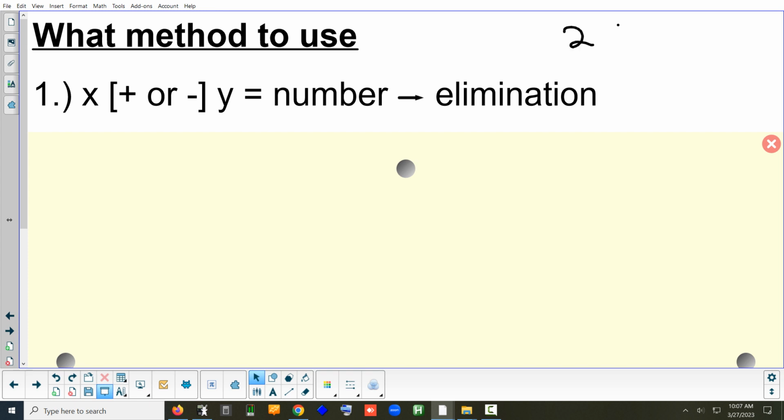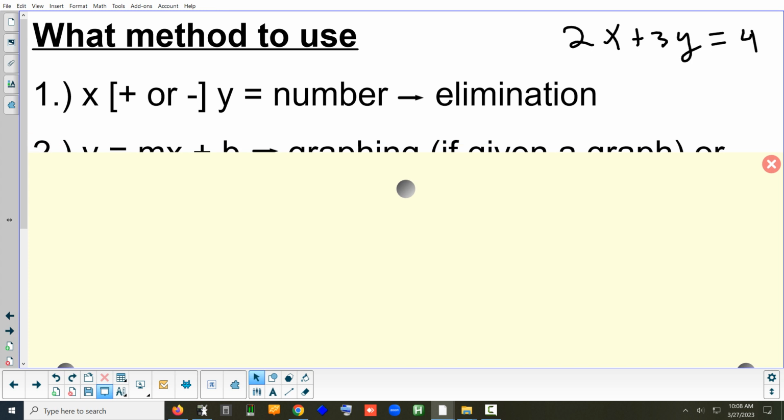An example of that would be like 2x plus 3y equals 4. Okay, I'm not really thinking of using substitution there because I don't have a letter by itself. Every letter has a number next to it. So substitution wouldn't be easy with that kind of problem. Okay, so x plus or minus, then a y, then an equals, and then a number. That's elimination. Okay, I'm not going to do this problem. I'm just showing you an example.